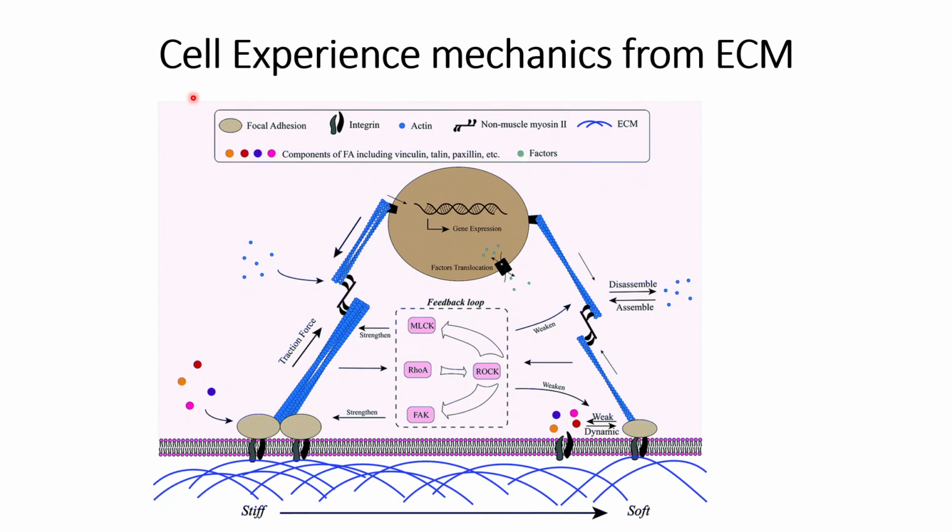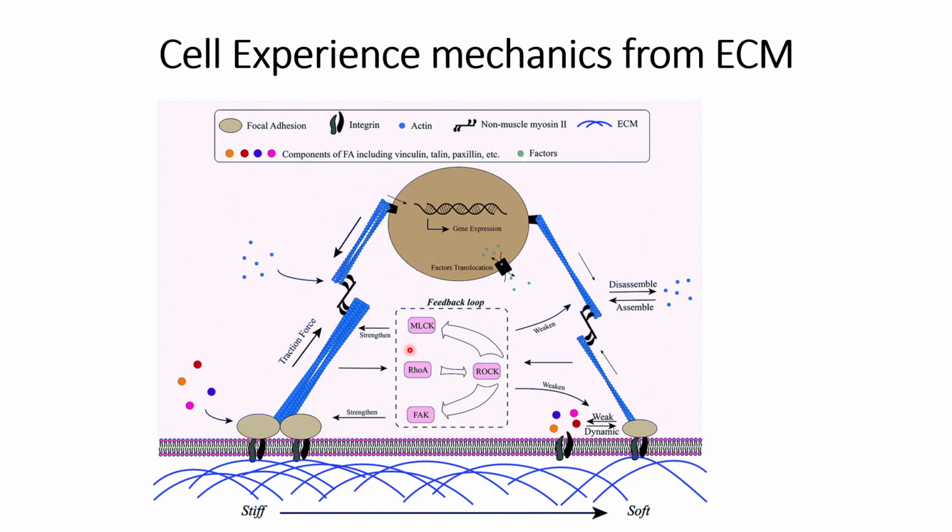Today we will discuss how the cell experiences mechanics from the ECM. We have discussed many times in our previous videos that whenever the cell experiences a stiffer ECM, it will activate certain cellular pathways such as the ROCK pathways, RhoA, MLCK, and FAK pathways, and that will help in changing the cellular environment, helping them handle the stiffer extracellular matrix.